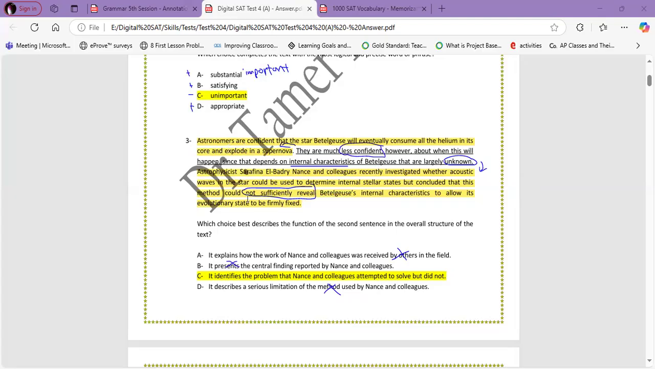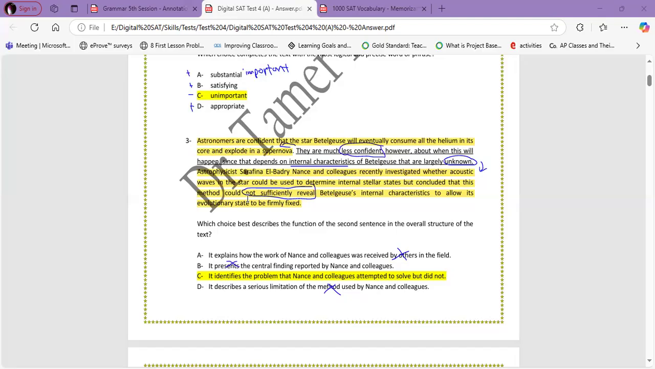The main thing that you're going to stress here: he said astronomers are confident that the star Betelgeuse will eventually consume all the helium in its core and explode in a supernova. So now the astronomers are sure that this star will explode.